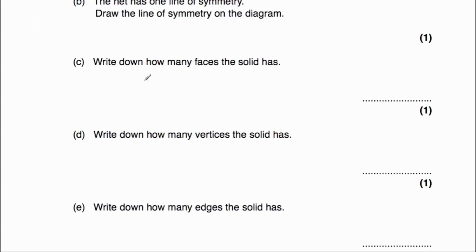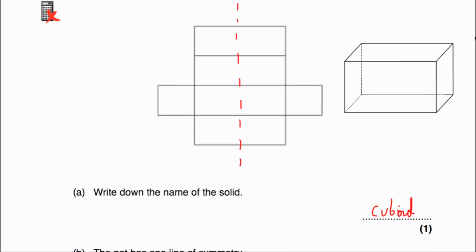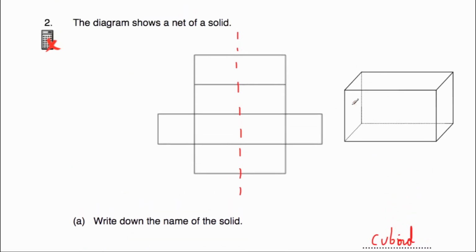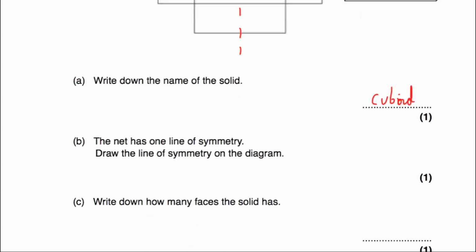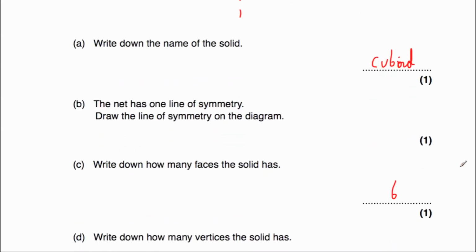Question 2c says write down how many faces the solid has. I've done a quick sketch of a cuboid. Well, it's got 1 on the left hand side, 1 on the right, 1 on the back, 1 on the front, 1 on the top, and 1 on the bottom. Altogether there'd be 6 faces.